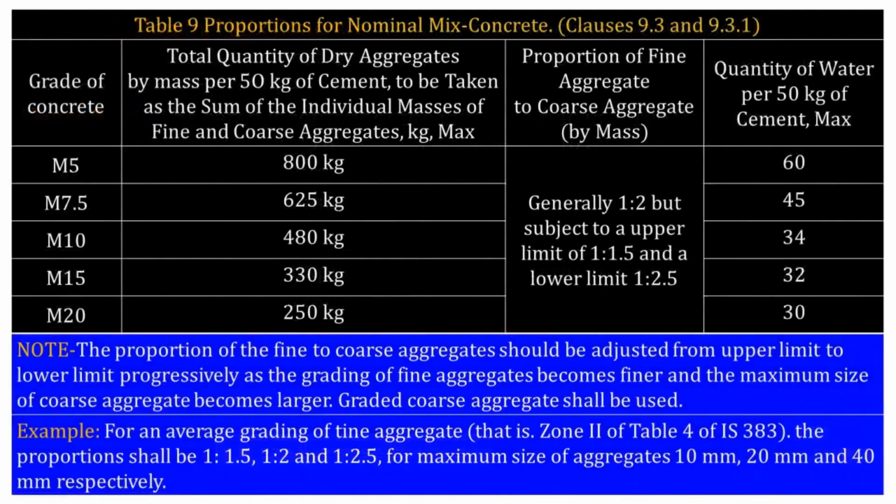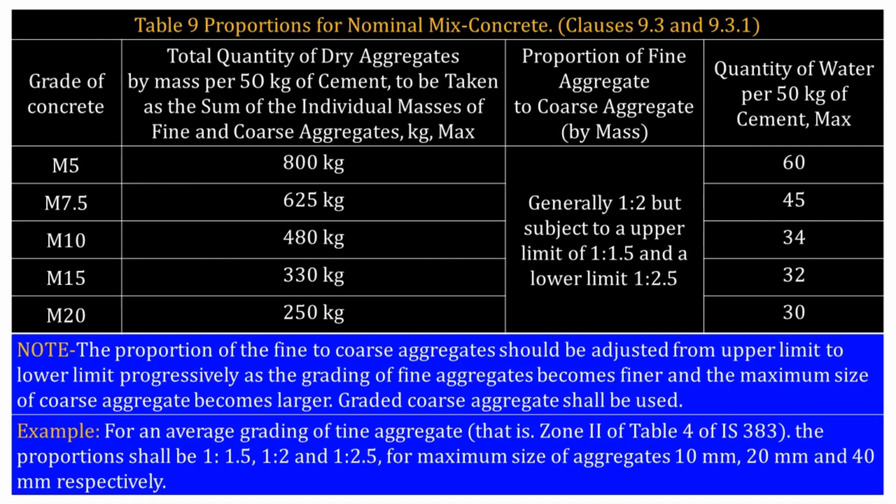Table 9, this table, based on clauses 9.3 and 9.3.1 of IS-456-2000, provides a quick reference for the proportions of ingredients in nominal mix concrete. The first column lists the grade of concrete, which indicates its target strength. The second column specifies the total quantity of dry aggregates, which includes both fine and coarse aggregates, per 50 kilograms of cement. This is a dry weight measurement. The third column shows the proportion of fine aggregate to coarse aggregate by mass. This last column indicates the maximum amount of water allowed per 50 kilograms of cement.